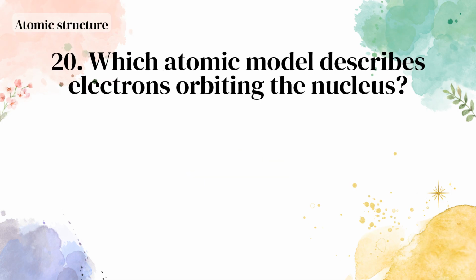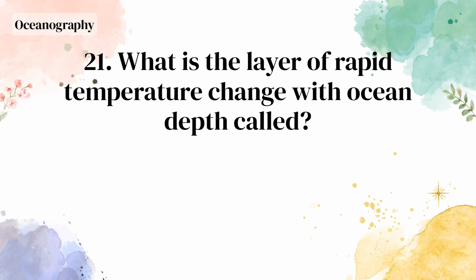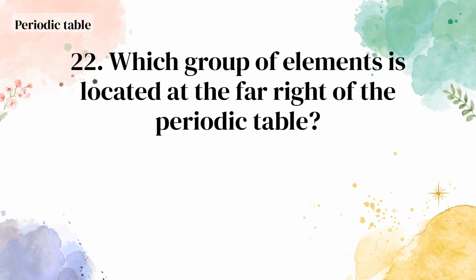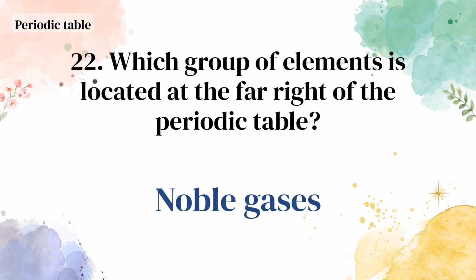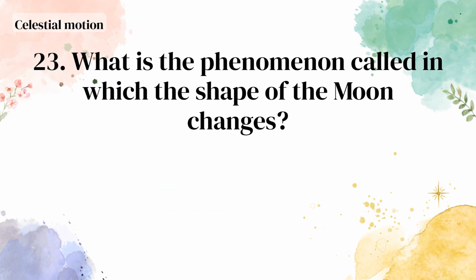Jupiter. Which atomic model describes electrons orbiting the nucleus? Bohr model. What is the layer of rapid temperature change with ocean depth called? Thermocline. Which group of elements is located at the far right of the periodic table? Noble gases. What is the phenomenon called in which the shape of the moon changes?